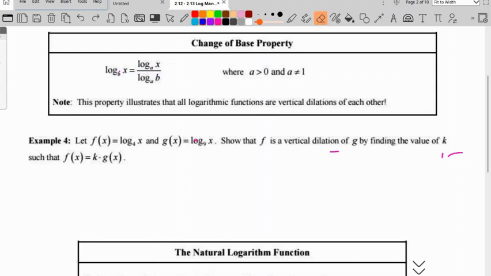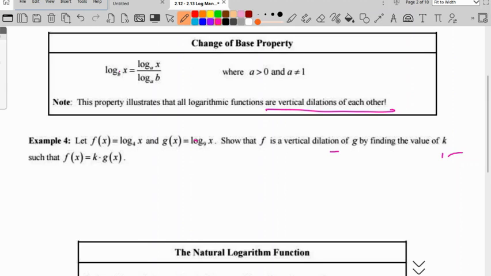And it says right here, note this property illustrates that all logarithmic functions are vertical dilations of each other. So we just showed how a horizontal dilation could be a vertical translation. So how can a change of base show that all logarithmic functions are vertical dilations of each other? Can you do that algebraic manipulation to see that real quickly? So let's try writing that out.